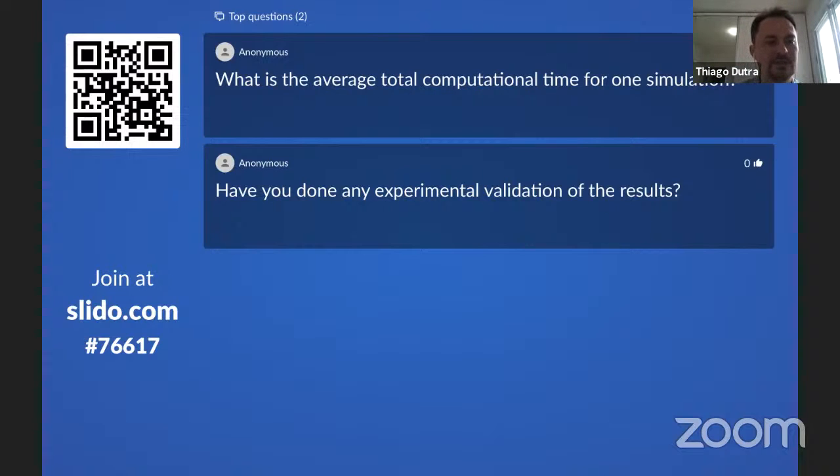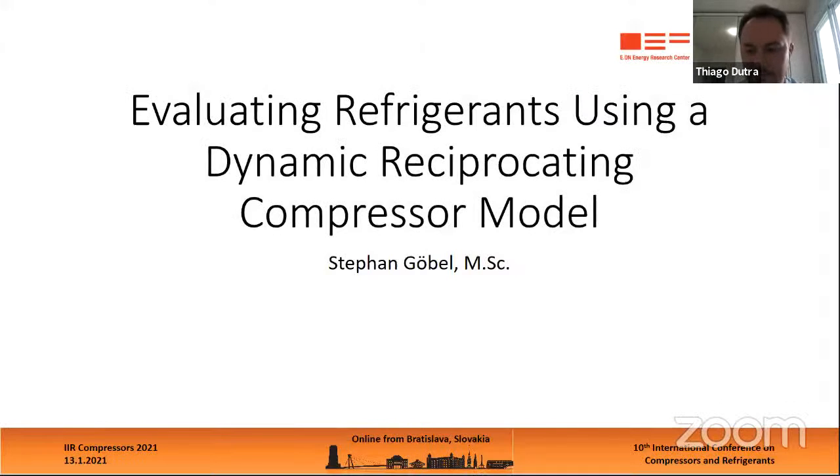The next presentation will be carried out by Stefan Gobel. Stefan Gobel is a research associate in the Institute for Energy Efficient Building and Indoor Climate. And his work is entitled Evaluating Refrigerants Using a Dynamic Reciprocating Compressor Model. So it's on you now, Stefan.